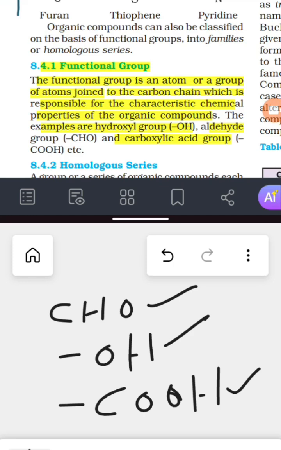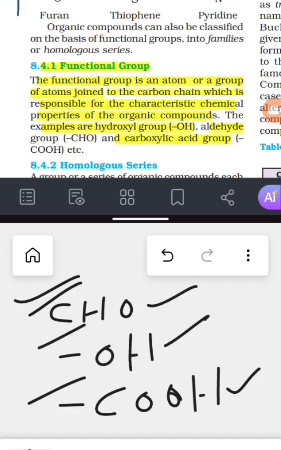So these are the functional groups on which the properties of the compound depend. For a given organic compound, its properties depend upon these functional groups only. Alcohols have different properties, aldehydes have different properties, acids have different properties. Ketones, esters, amides, all these are different functional groups. In detail, we will discuss that when we come to that particular topic.